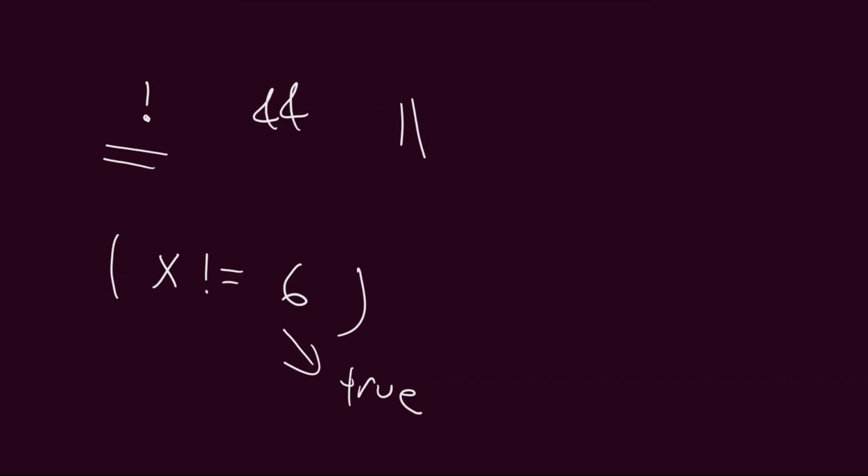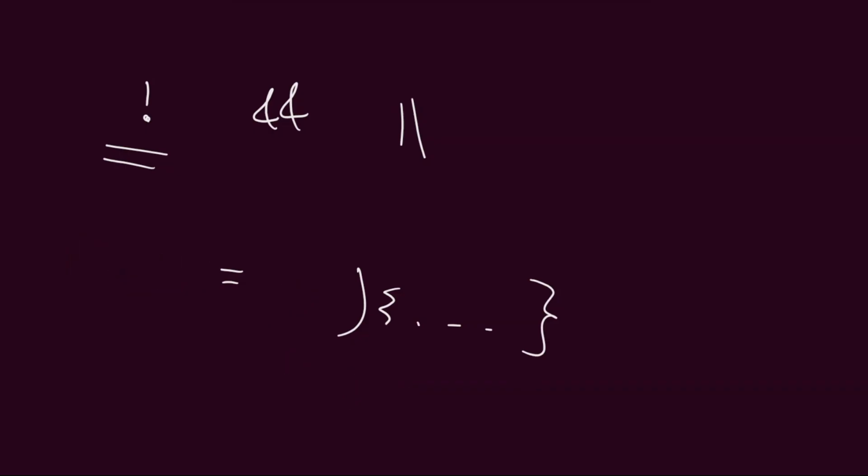So, if you have an if statement and this is the condition, x cannot be equal to 6, and if this is true, then we would execute the following code inside the if block. But I think a lot of you know how to work with this one. I think these two are the ones you want to get more comfortable with.